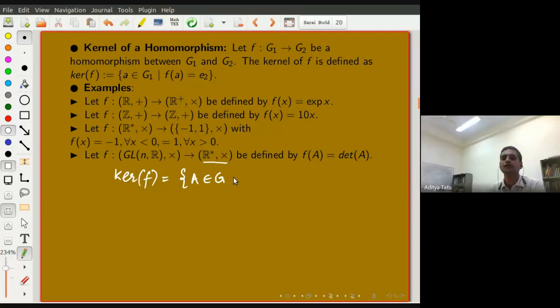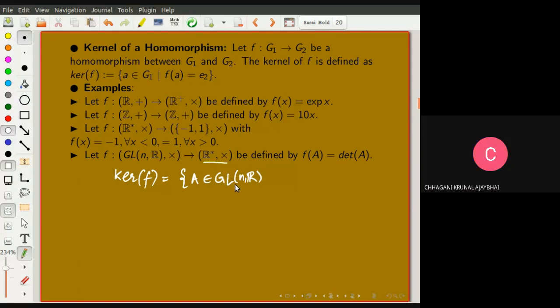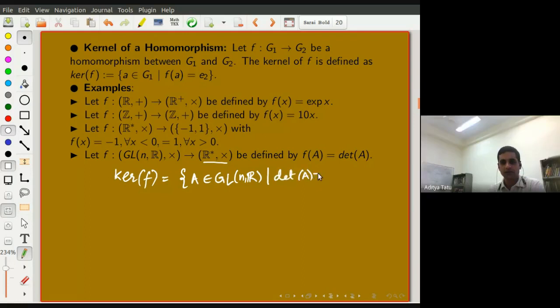Once again, what is the kernel here? All matrices having the determinant equal to 1. Determinant equal to plus 1. Okay, and I hope you know that this implies it's not only identity. There are several matrices whose determinant is plus 1.